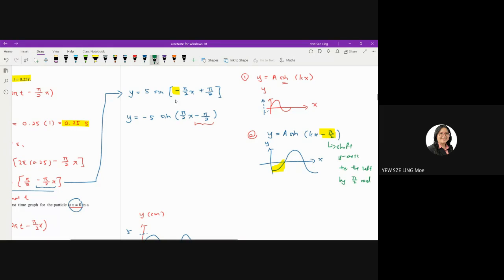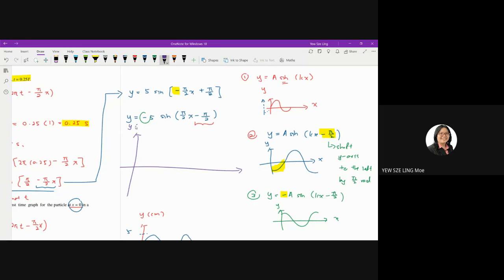Now, step number 3. Because your equation comes with a negative, y equals negative a sine kx minus pi over 2, now that we have this graph, because of this negative sign, I'm going to flip it over. So my final graph would be a cos function. Which means for this question, for y equals negative 5 sine pi over 2x minus pi over 2, my graph would be like this.